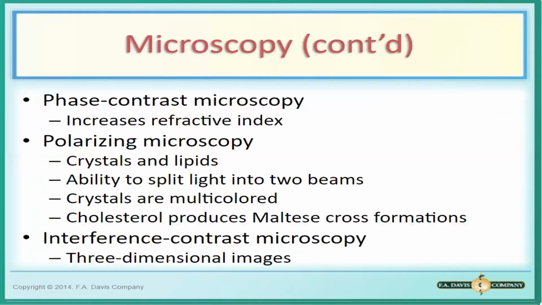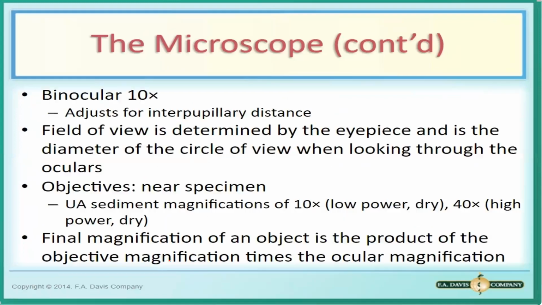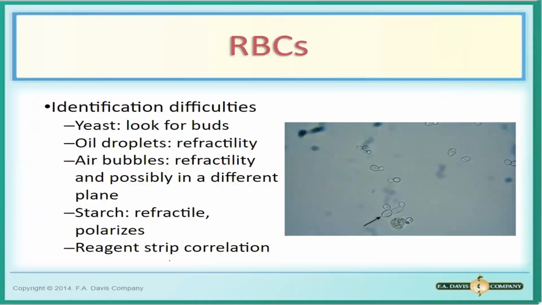Phase contrast increases your refractive index. Polarizing microscopy is for crystals and lipids. Interference contrast microscopy is for three-dimensional images. Okay, review ng microscope, you don't need na yan. So let's proceed with the urinary sediments na talaga.